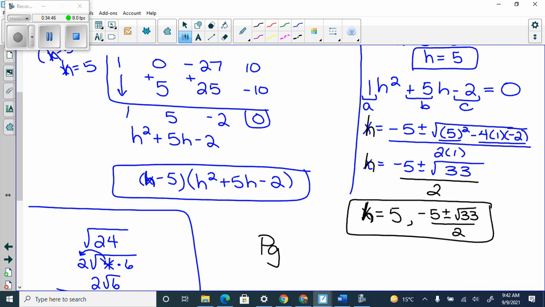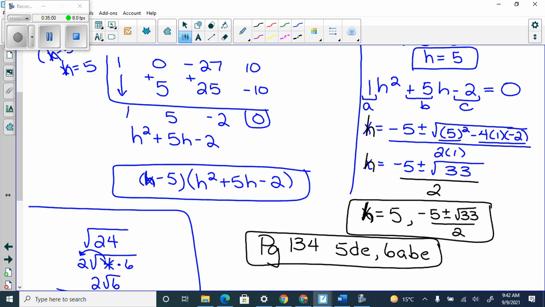Page 134. 5DE, and 6ABE. Now some people might say, but it only has the factors in the back left.